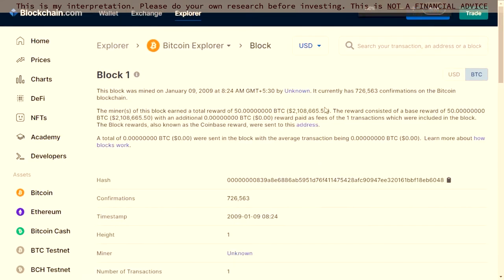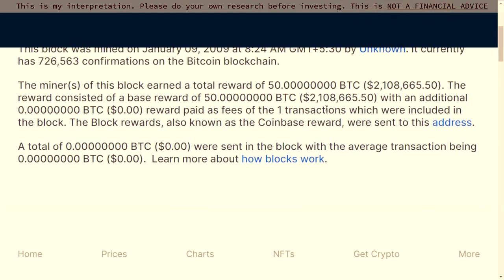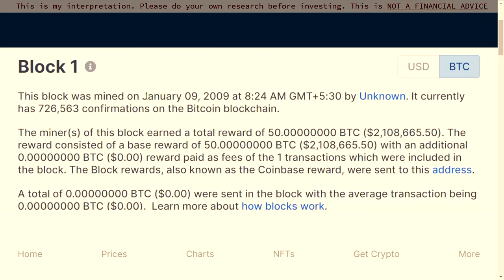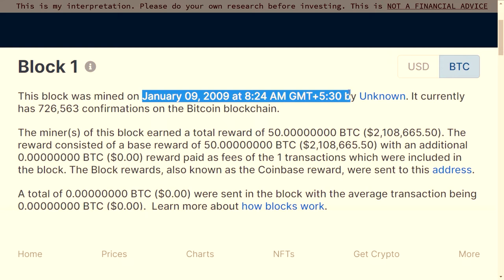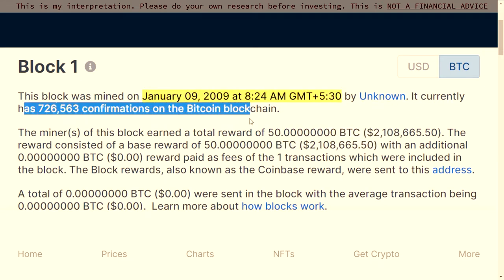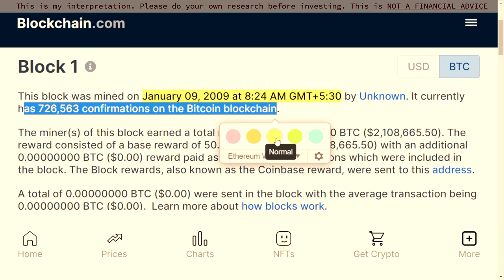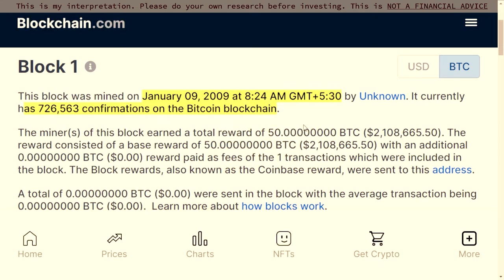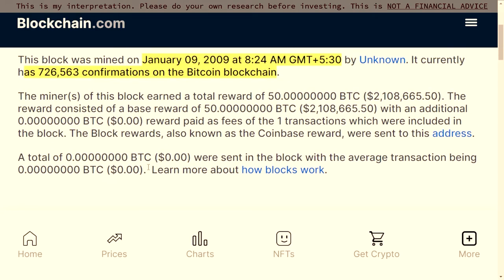It has currently, I don't know if you can see this. Okay, let me just zoom in. Okay, January 9, this block was created. It currently has these many confirmations on the Bitcoin blockchain that other people have confirmed. So there is one person who finds the block, and other nodes in the network just verify whether all the transactions mentioned in the current block, which had zero transactions, are correct or not. Because this is a Genesis block.